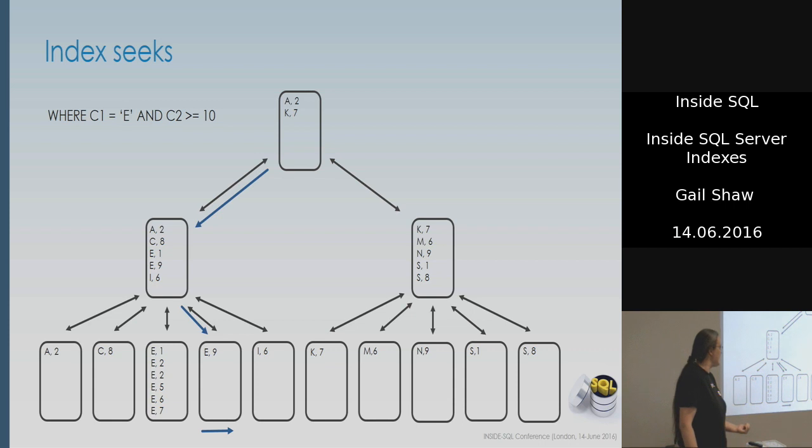They are index seeks, but they're index seeks for a range of rows. You get a singleton seek when you've got a unique index and a seek on all the columns of that index.